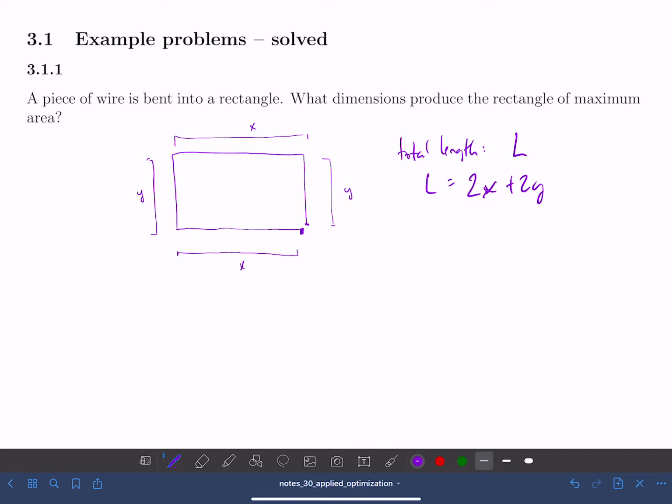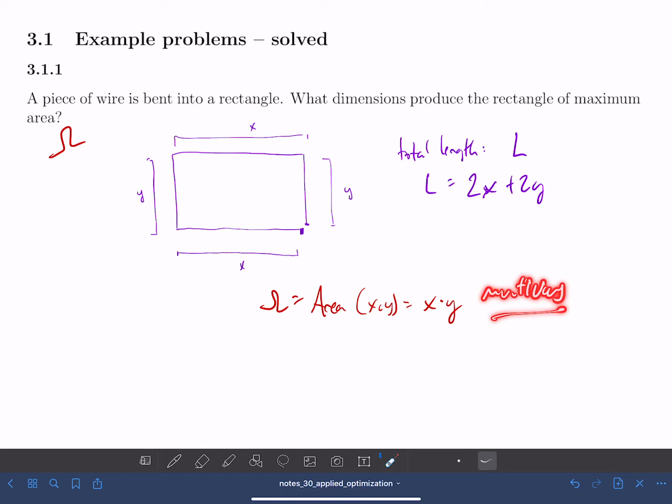And the reason that I need that is because we're going to be doing the maximum area, omega equals area, and that's the product of x times y, right? So I've got x times y. I've got my objective function, but it has multiple variables. Multivars. That really did say multivars, right? X and y, you've got to get rid of one of those.